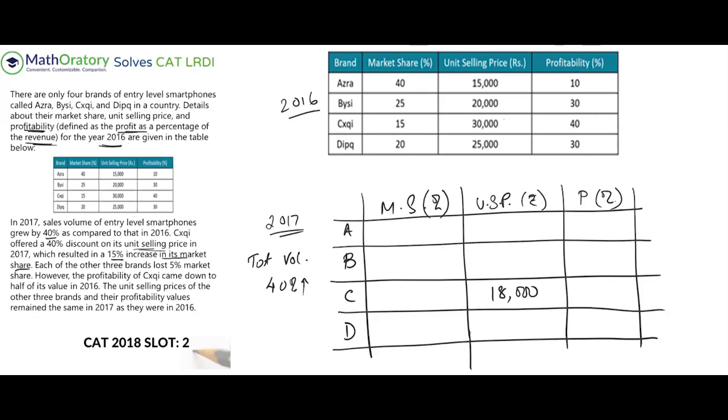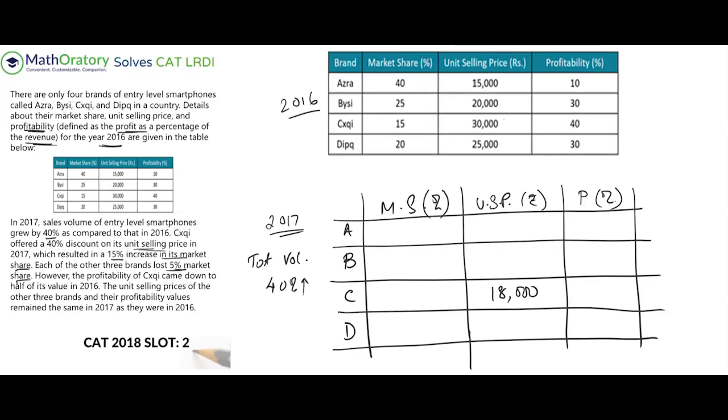Now, this is something I'll point out. When it comes to market shares, sometimes percentages imply percentage points itself. So don't take an assumption straight away. Just read the rest of it. You'll understand automatically. So let's read the next sentence itself. Each of the other three brands lost 5% market share. Now, understand this. This is not actually 15% of this number.